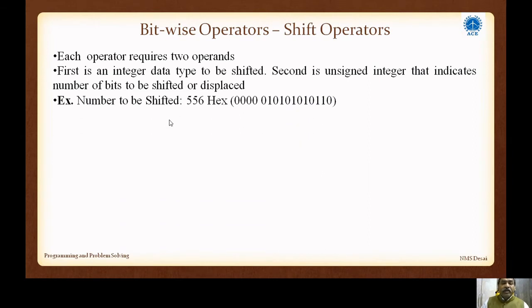Number to be shifted. I am taking an example here. The number to be shifted is 556 hexadecimal, and you can see I have represented it in terms of bytes here, right? The 6 comes from the right side. The last 4 digits are for 6: 0, 1, 1, 0. 0, 1, 0, 1 is for 5. Again 0, 1, 0, 1 is for 5. And this is for 0.